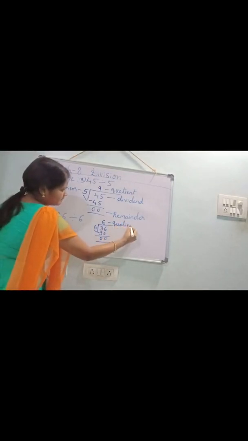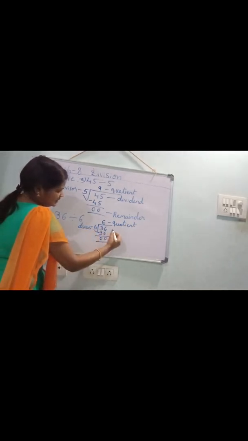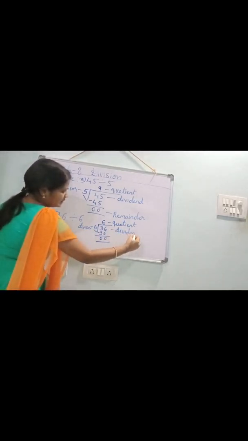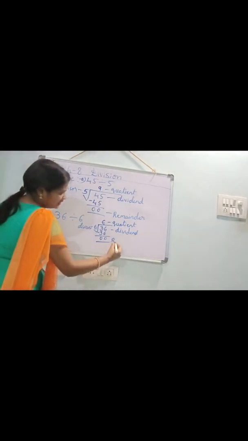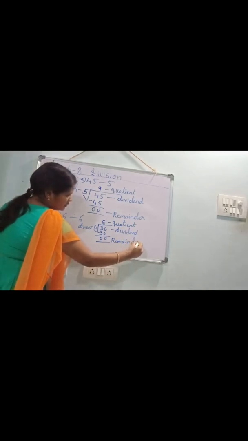Quotient 6. Divisor. This is the dividend. This is the remainder. Okay? Write in the classwork. A few more sums I will give. Okay?